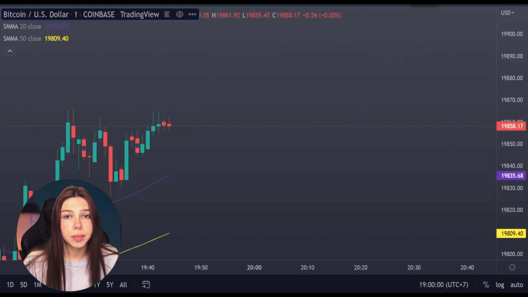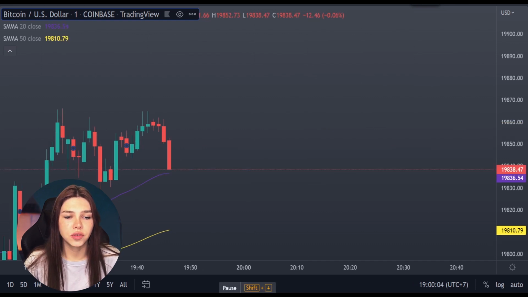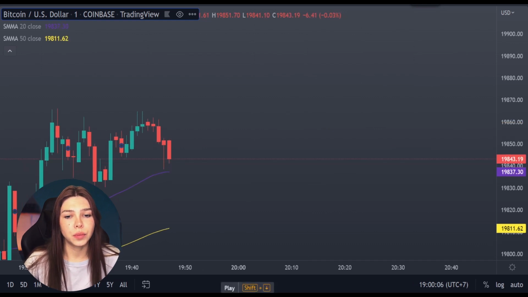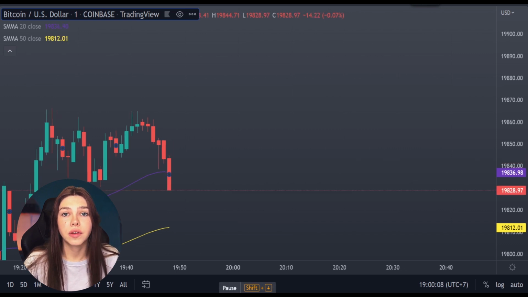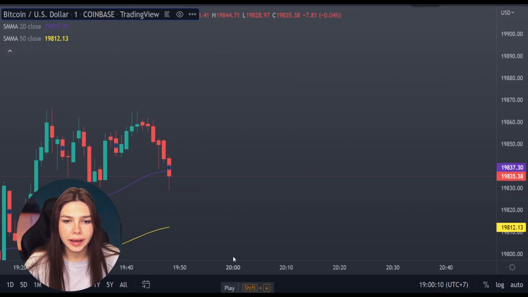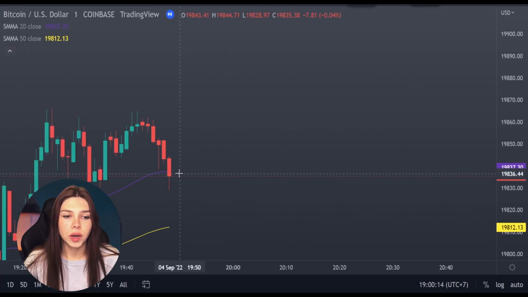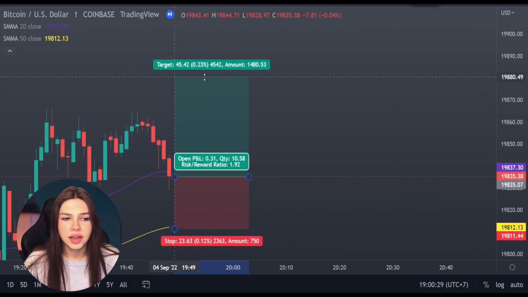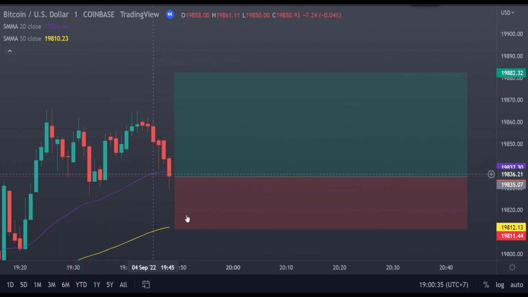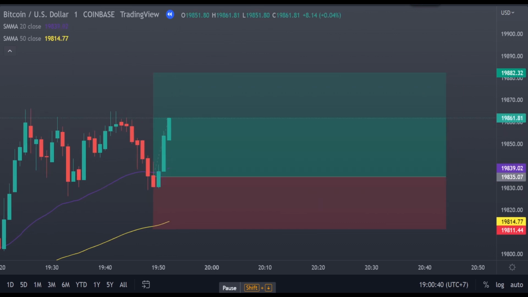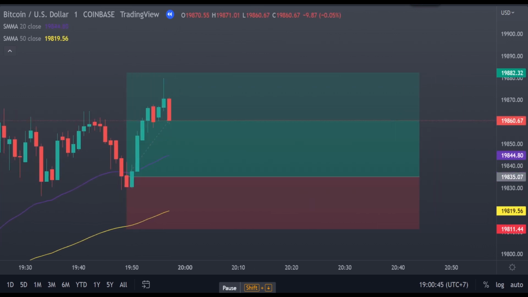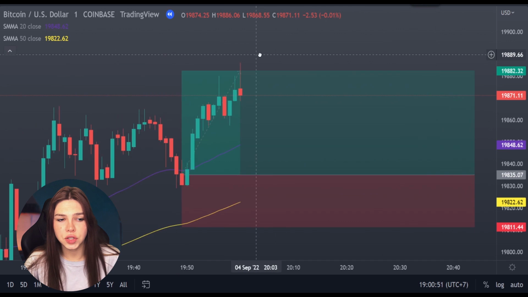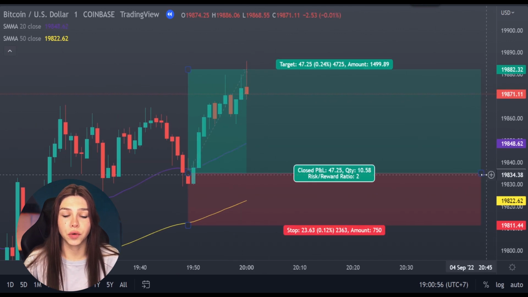Let's look at another example. We see the same thing happening. We know that price is moving in a rising market as the two smoothed moving averages are moving above each other. Next, we see a pullback and then another rise over the 20 SMA. We again open a buy position and set the stop loss below the 50 SMA. Our target is doubled again. And as you can see, this position also closed profitably.